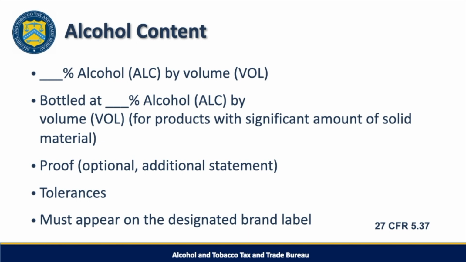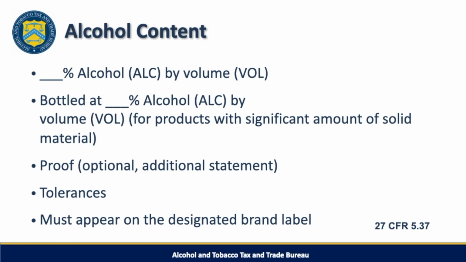Under TD-158, a tolerance of plus or minus 0.3 percentage points is allowed for actual alcohol content that is above or below the labeled alcohol content. In addition, alcohol content ranges are not allowed.